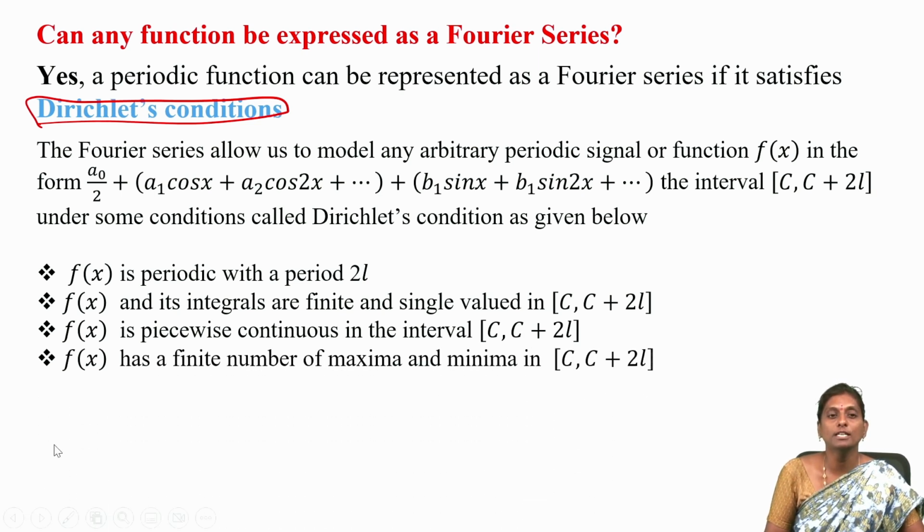And what is the fourth condition? f of x has a finite number of maxima and minima in the interval c to c plus 2l. If these four conditions are satisfied by f of x in the interval c to c plus 2l, then the function can be expressed as a sum of sine and cosine waves. So here I will clearly explain each and every condition.